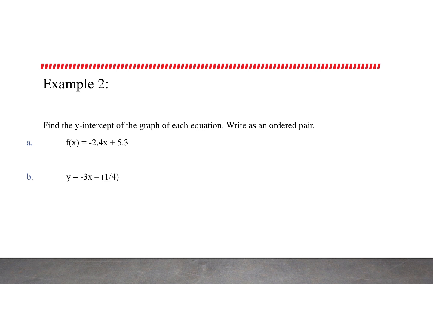Example 2. Find the y-intercept of the graph of each equation. Write it as an ordered pair. Now, because we are looking specifically for the y-intercept in these problems, that y-intercept is always going to be in that form of 0, y.